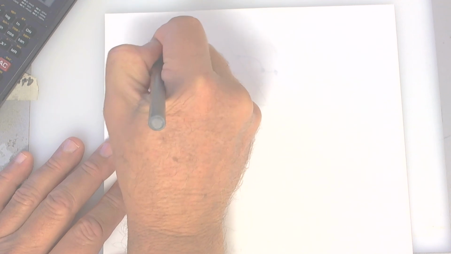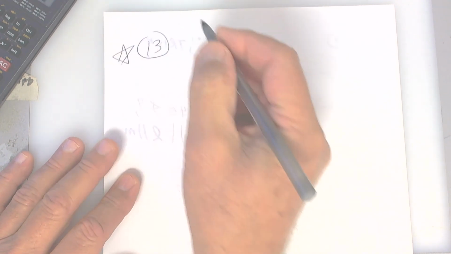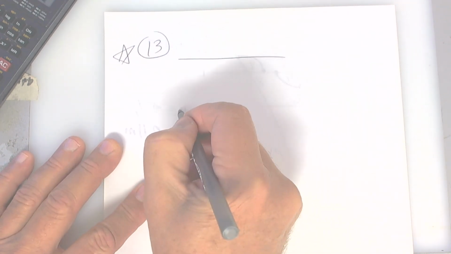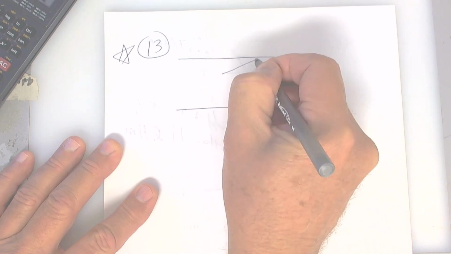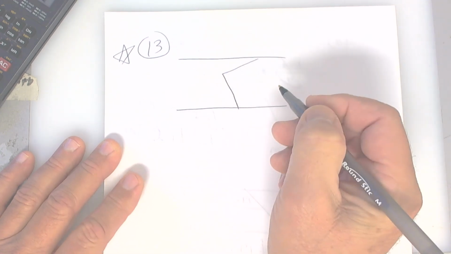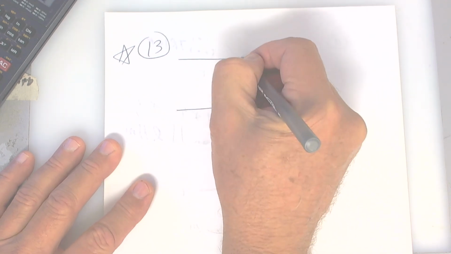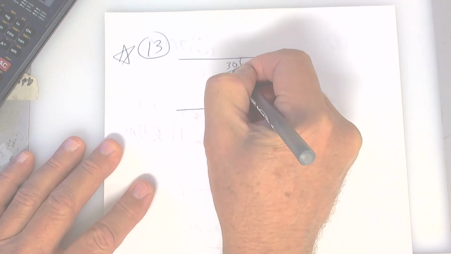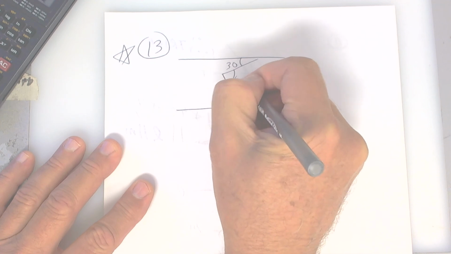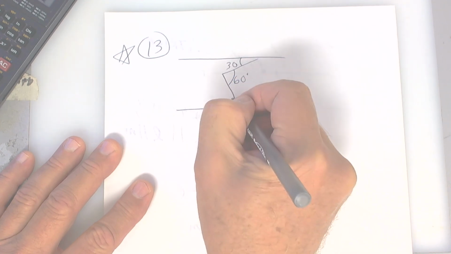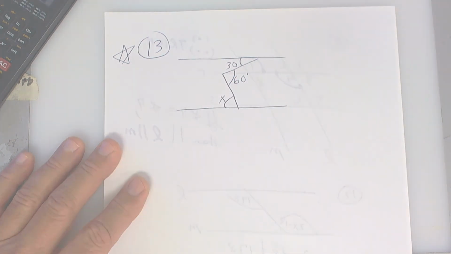Now, number 13, you want to put a star by this one. This one's going to look a little weird, but so do some of us. Okay, so draw this diagram. Now, I'm going to change the numbers a little bit. So I'm going to make this 30 just to make it easier. I'm going to make this one 60. And I'm going to make this one X. Well, of course, we're looking for X.